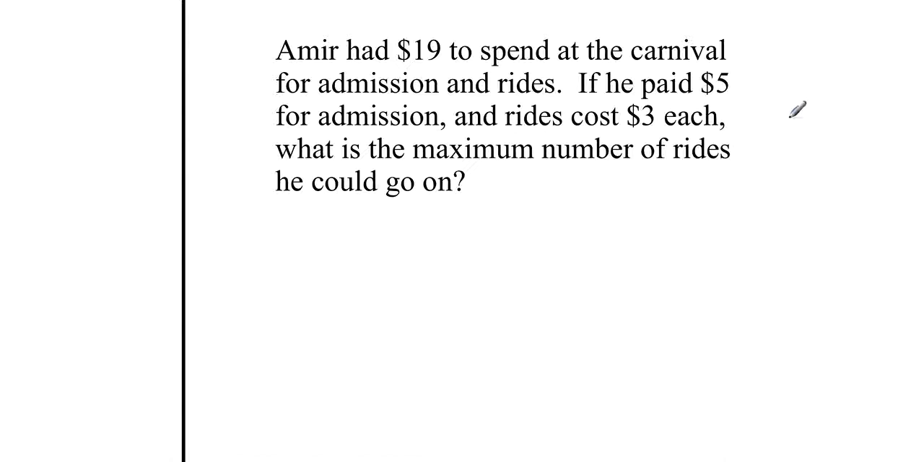So let's get a little more complicated now. Here's a two-step one. Amir had $19 to spend at the carnival for admission and rides. He paid $5 for the admission, plus $3 for each ride, and he spends a total of 19. What is the maximum number of rides he can go on? Well, can he go on more rides than the $19 allows? The answer is no. So it's going to be the less than sign, because if this is more than 19, he won't have enough money. But it could also equal 19.